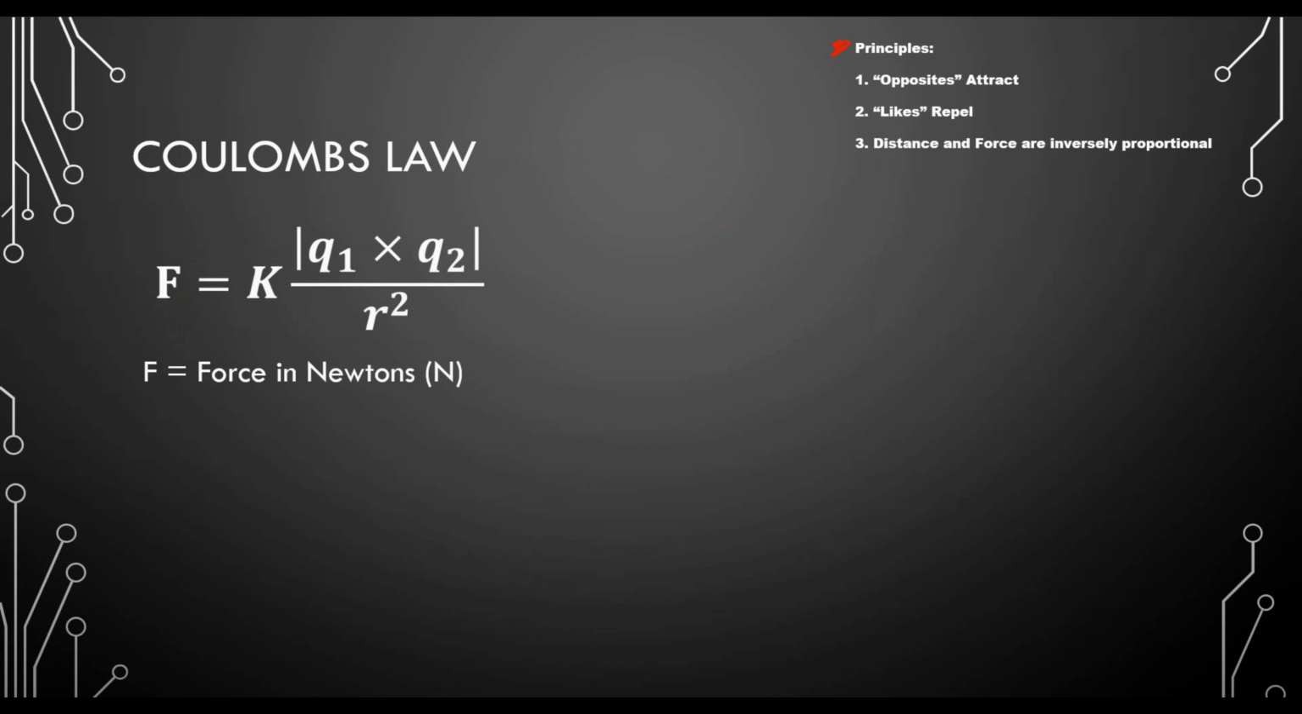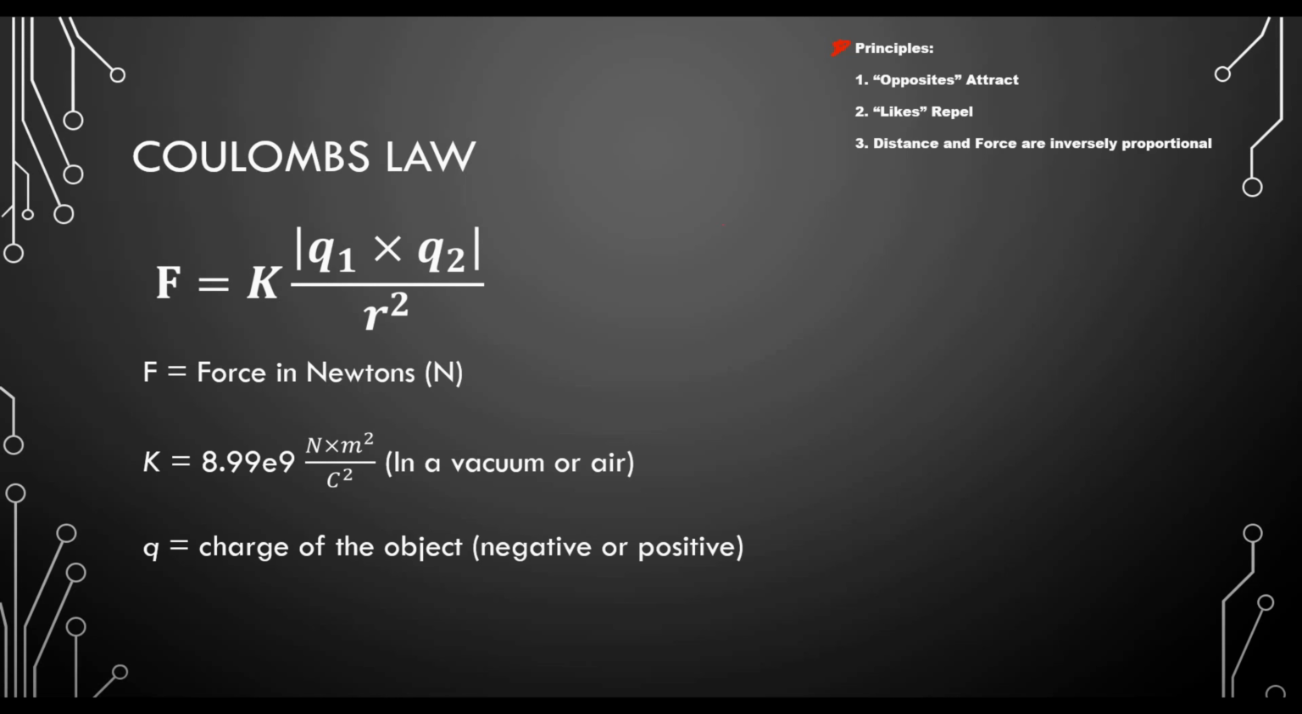This force can be calculated with this equation. Force equals K, which is just a constant, and that constant changes depending on the medium, but in a vacuum or in air, it's 8.99 times 10 to the 9th Newtons times meter squared divided by coulombs squared. Q is just the charge of the object. It can be negative or positive, and if it's the same sign, it's going to be repelling, and if it's the opposite sign, it's going to be attracting. And then the last thing is, of course, R, which is distance in meters.